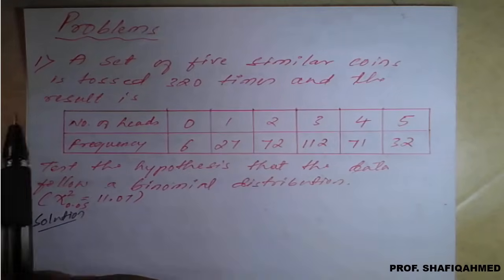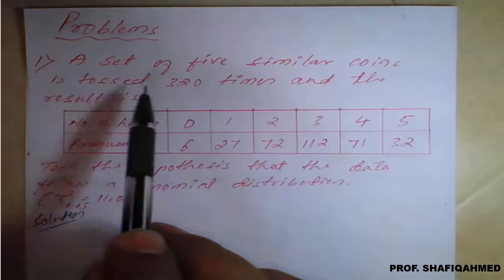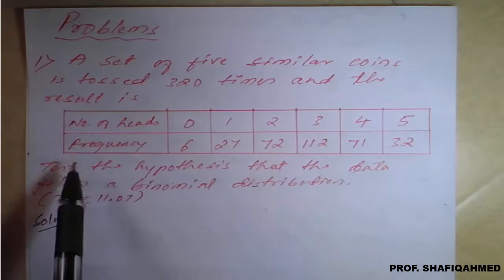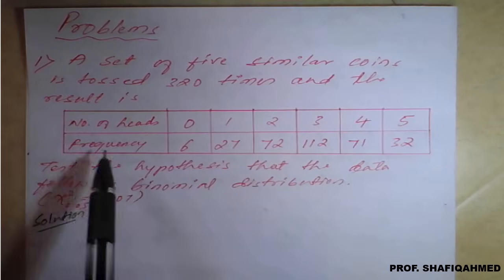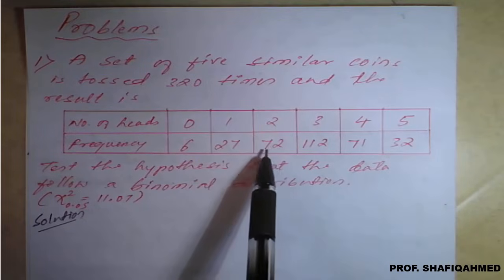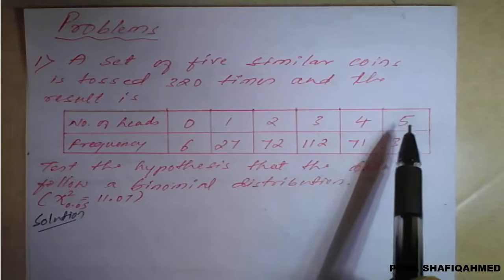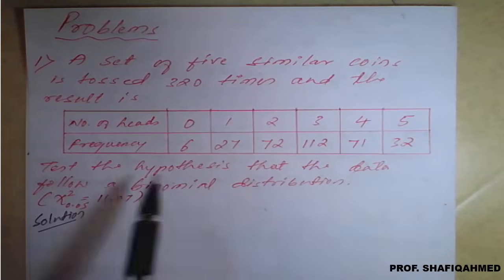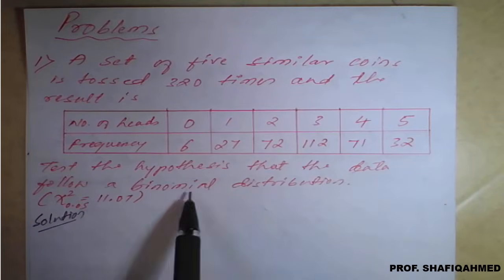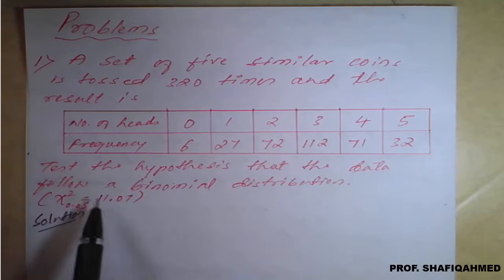The problem is: a set of 5 similar coins is tossed 320 times and the result is number of heads and frequency. They have given 0 heads 6 times, 1 head 27 times, 2 heads 72 times, 3 heads 112 times, 4 heads 71 times, 5 heads 32 times. Test the hypothesis that the data follows a binomial distribution, and they have given the chi-square value.